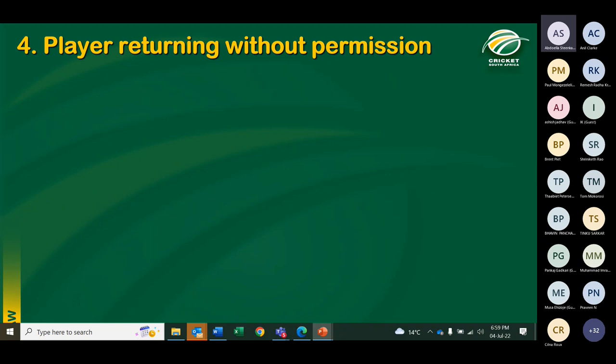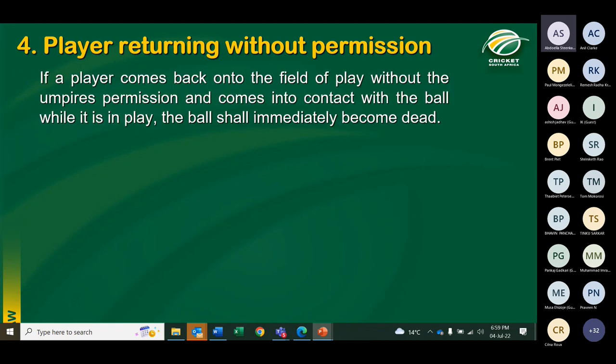Earlier, I spoke about when a player goes off the field of play. It's important that the umpires, as good umpiring technique, mention to the player, when you do return, please inform either of the umpires. Also tell his captain to let us know when that player returns to the field of play. Because if that player returns to the field of play without permission, there is quite a strict punishment, and we'll see the punishment now.